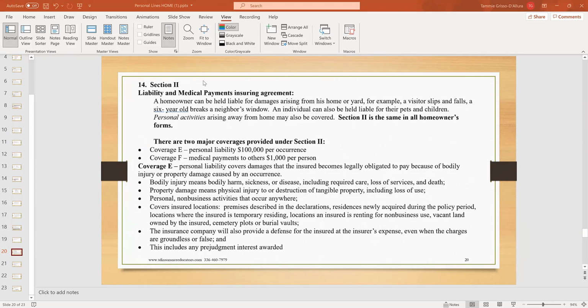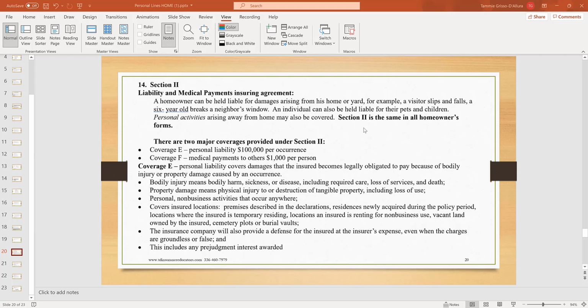Remember, who are your insureds? That is your named insured plus the spouse. Okay. It also includes their relatives that live in the home, like if a mother's living with you or an uncle. It also includes anyone that is in your care, custody, and control, age 21 and under, okay, like foster children. So these are called personal activities arising from the home.